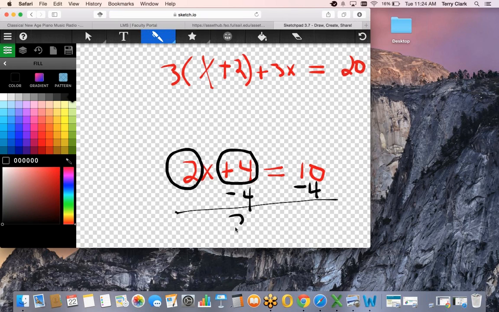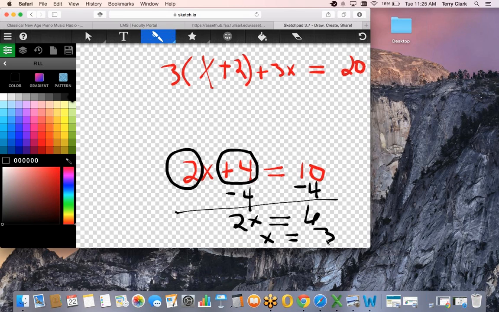And that gives us 2x, and then that equals 6. And then we divide 2 from both sides, and x equals 3. Okay. And because we're multiplying by 2, that is the multiplication property. If we were dividing by 2, that would still be the multiplication property.